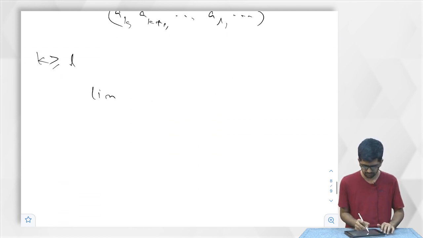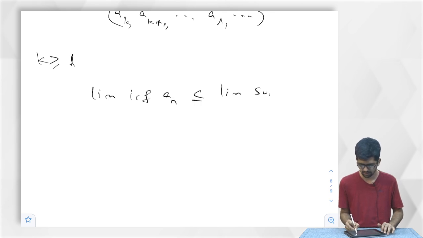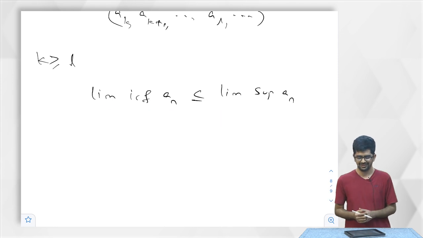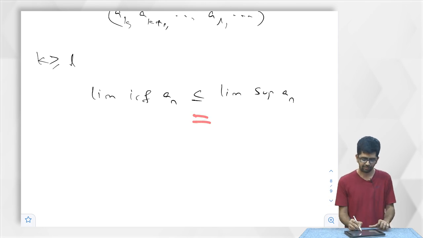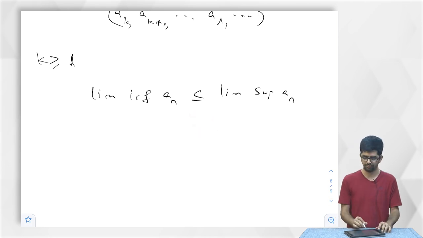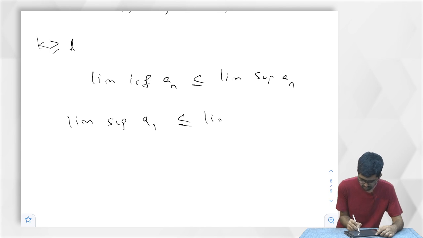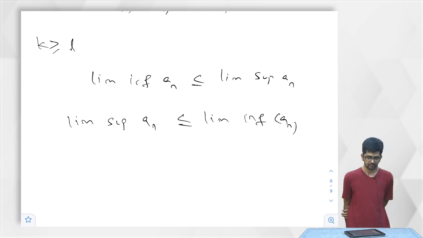So lim inf of a_n is less than or equal to lim sup of a_n. Okay, so now this is true. We will try to prove the other direction. You see, we are already very close to equality if you can prove that the other direction is also true. So now you want to prove that lim sup of a_n is less than or equal to lim inf of a_n. This is what we wanted to prove.